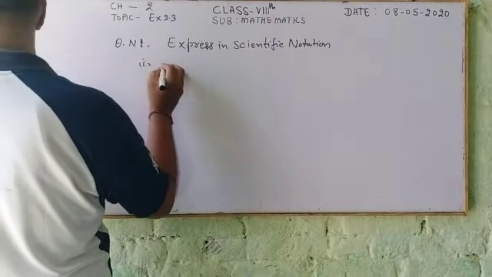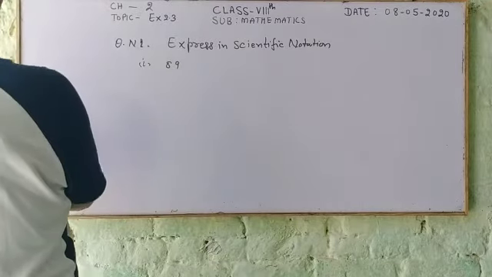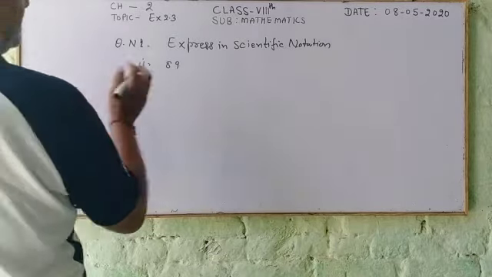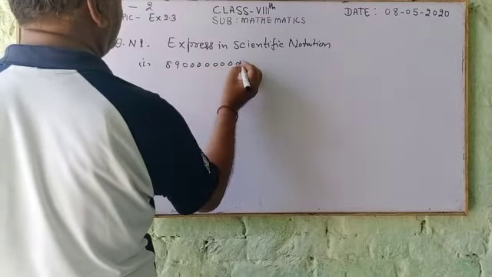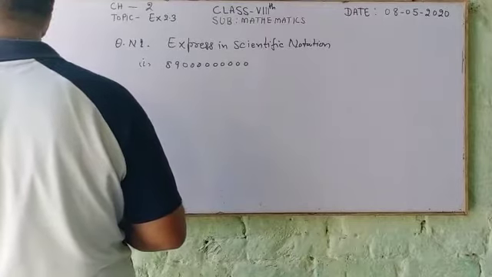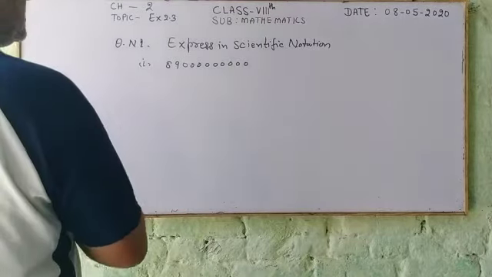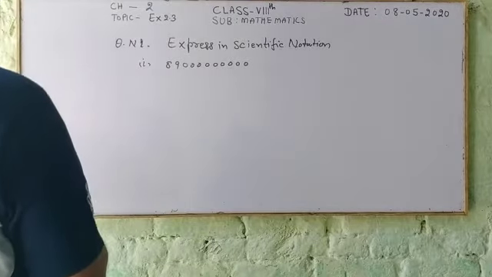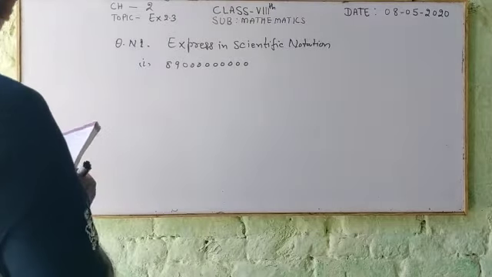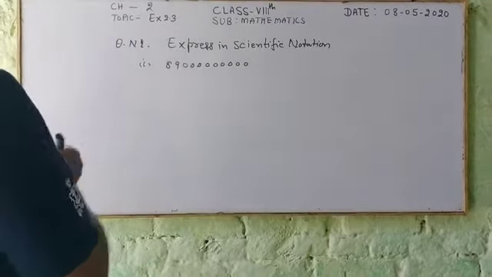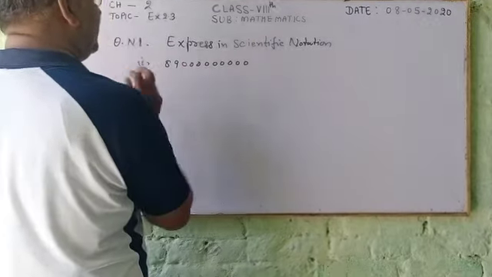So we are taking the first number, 89 with zeros, 9. That is 1, 2, 3, 4, 5, 6, 7, 8, 9. We are given 9 zeros. So students, that is the exponential form. So we are getting the usual form. So we convert it into scientific notation.